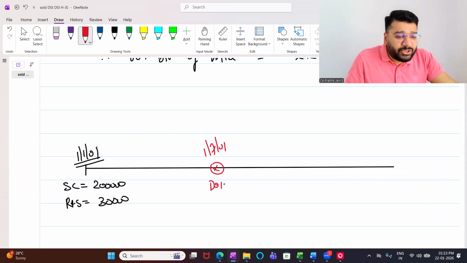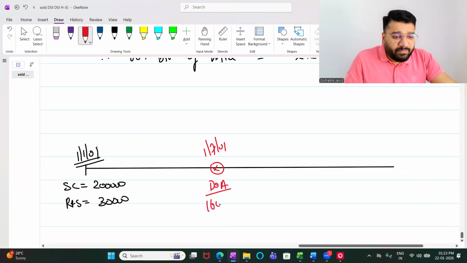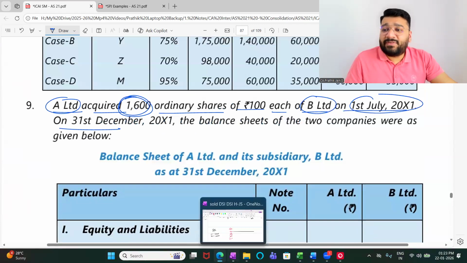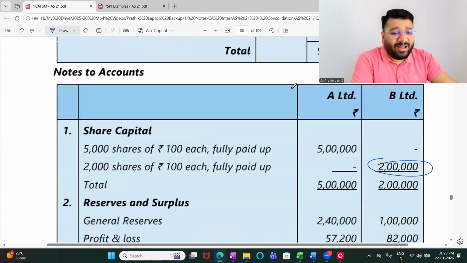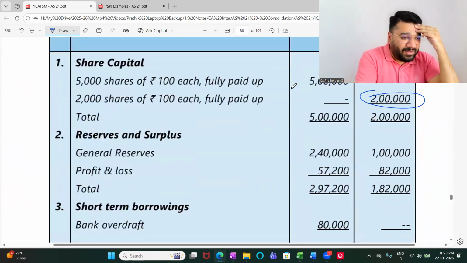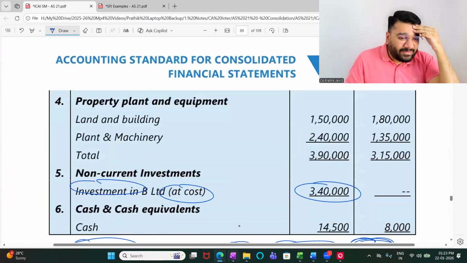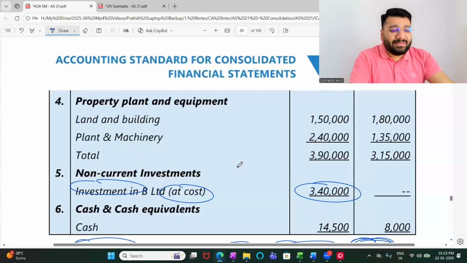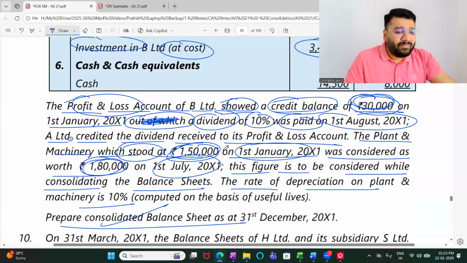Now, when are the shares acquired? 1/7/2001, date of acquisition. How many shares acquired? 1,600. Investment value? That is not the answer. What is the investment value? Fast. 3,40,000. Now, when is the dividend paid? 1 August.